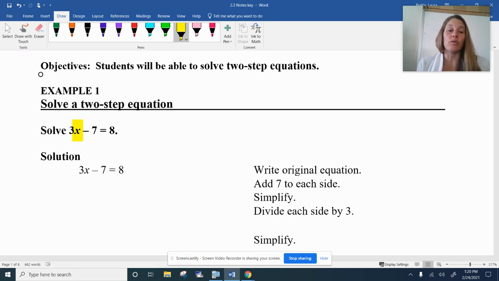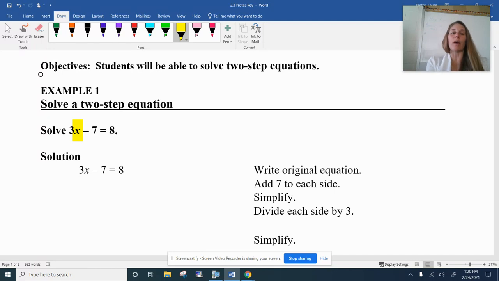But sometimes the question arises, well, I have a 3 that's on the same side of my equation as my x. There's also a -7 on the same side of my equation as that variable. So which one do I move first? Well, generally speaking, you're going to do the addition or subtraction property to move numbers first.